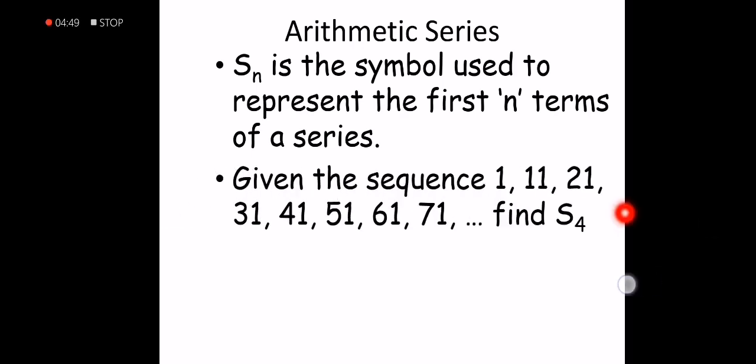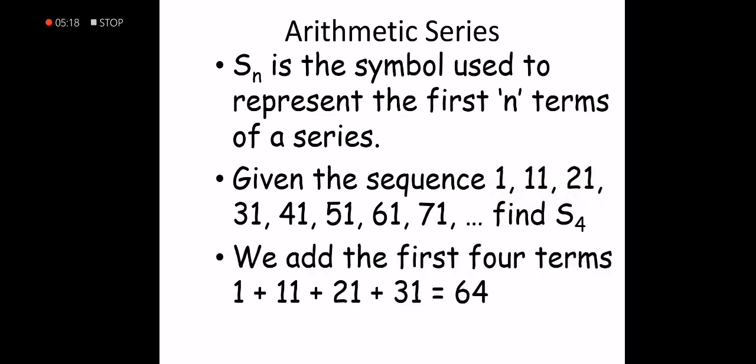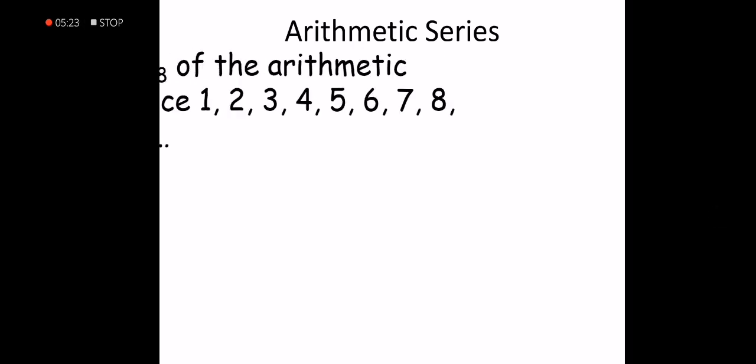Given the sequence 1, 11, 21, 31, 41, 51, 61, 71, and so on, find S sub 4. Since S sub n, pinalitan natin siya ng 4, ibig sabihin, i-add natin yung unang apat na term ng ating arithmetic sequence. Ano yung unang apat na yon? Yun yung 1, 11, 21, and 31. Pag pinag-add natin yon, ang sagot niya ay 64.